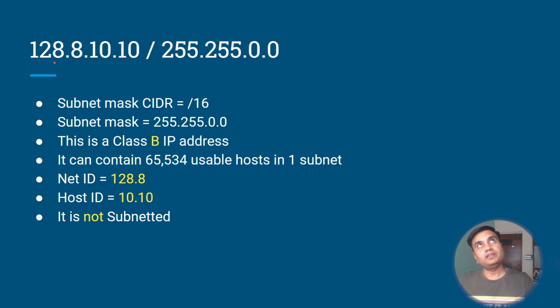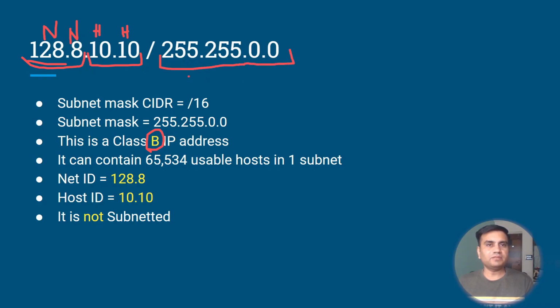128.8. Okay, 128 comes in class B, right? In class B it is not 172.31, right? So it is not a private IP address, it is obviously a public IP address in class B. In B, how do you split it? You have N, N, H, H, right? So what is the net ID? Net ID is the first 2, and host ID is the remaining 2. Is it subnetted? Are you seeing anything here? No, right? This is 8 plus 8, 8 plus 8 is 16. It is not subnetted. So this is also done in less than 30 seconds.